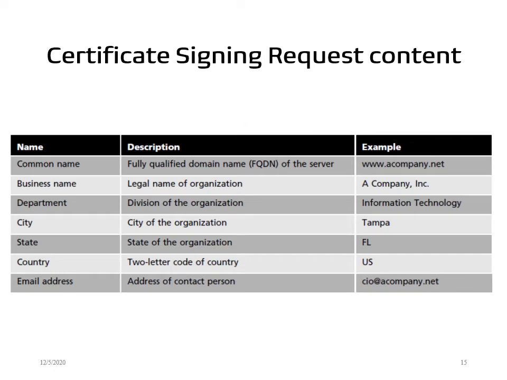Let us have a look into the CSR, certificate signing request. What are all the contents that have to be verified before issuing the digital certificate? The name, company name, business name, department, city where it originated, the state, country, email address. Everything is validated through the CSR, certificate signing request, before issuing the certificate.